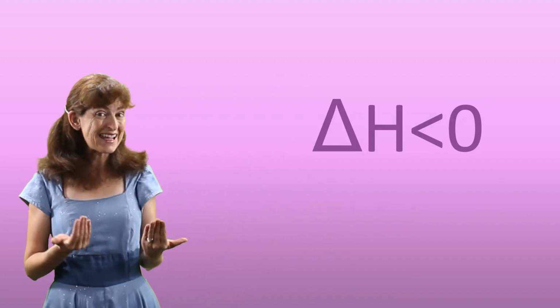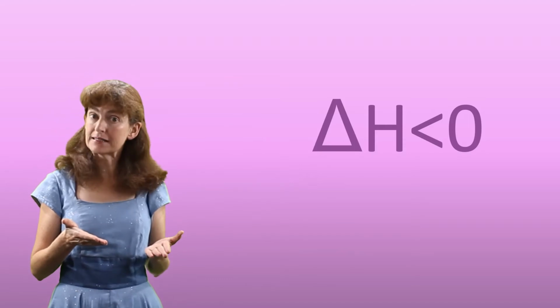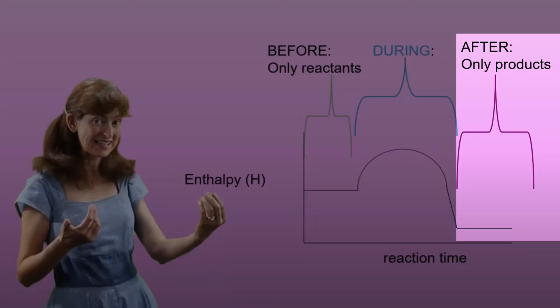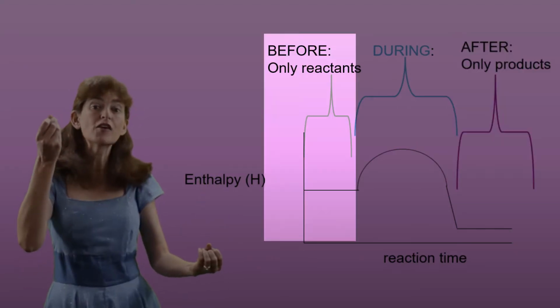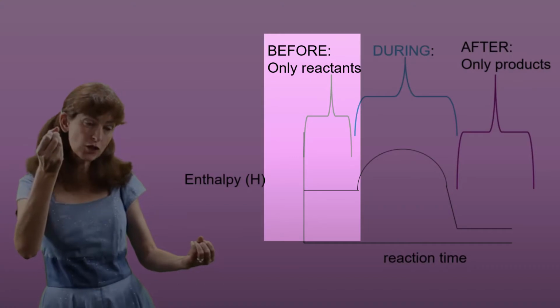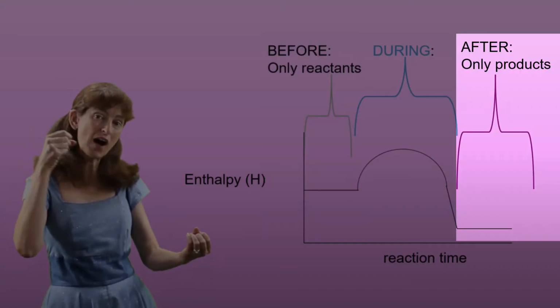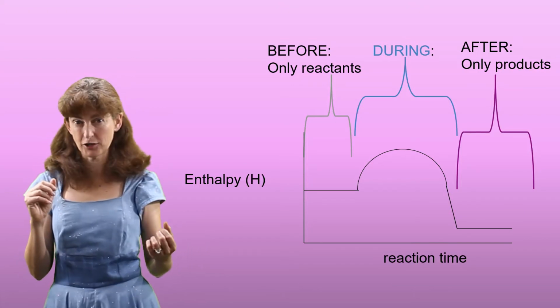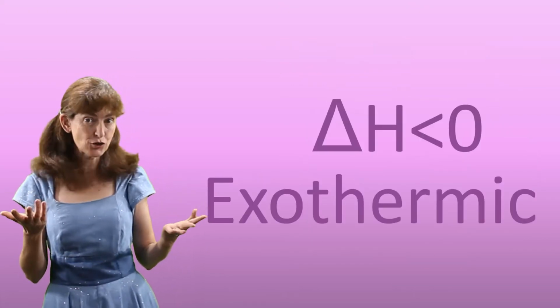When delta H is negative, that means that the chemical potential energy of the products is less than the reactants, meaning that to change from the reactants to the products required a net release of energy. It's an exothermic reaction. For a more detailed explanation about the changes of energy involved in chemical reactions, click here.